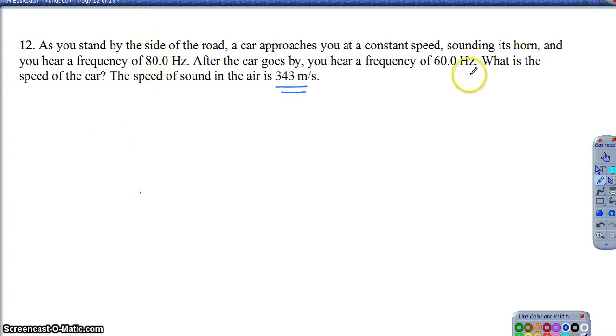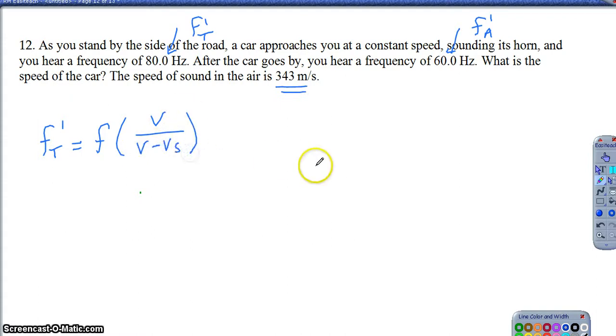The key here is neither of those frequencies is the actual frequency of the car. This frequency is the frequency we perceive as the car is approaching us, and this frequency here is the frequency we perceive as it's moving away from us. So the key of this question becomes setting up both of those expressions using the Doppler effect. The frequency that we perceive as the car moves towards us would be calculated by taking the original frequency times, because it's the source moving, the velocity in air divided by the velocity, and when it's moving towards us, we're going to be subtracting the velocity of the source on bottom.